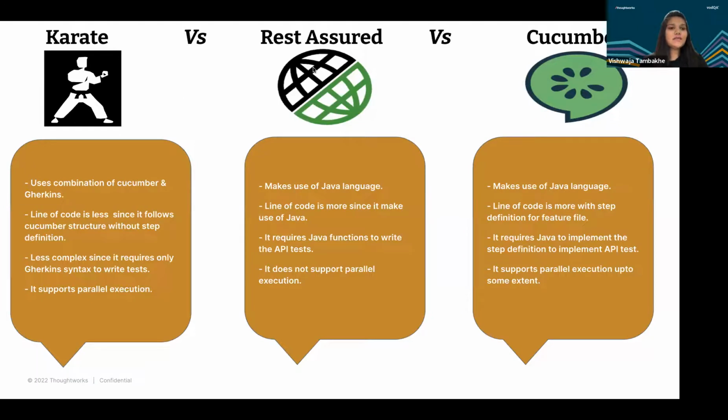So let's see the comparison between Karate, Rest Assured, and Cucumber. In Karate, we are using a feature file without any step definition. But in Rest Assured and Cucumber, we are using separate Java logic to write API tests. In Karate, we use less code because we are using Gherkin keywords. In Rest Assured and Cucumber, the lines of code are more. Karate is less complex than Rest Assured and Cucumber. Karate supports parallel execution, but Cucumber and Rest Assured do not support parallel execution. Next.